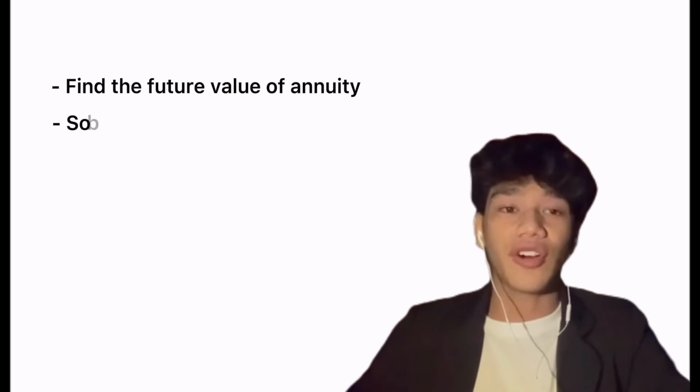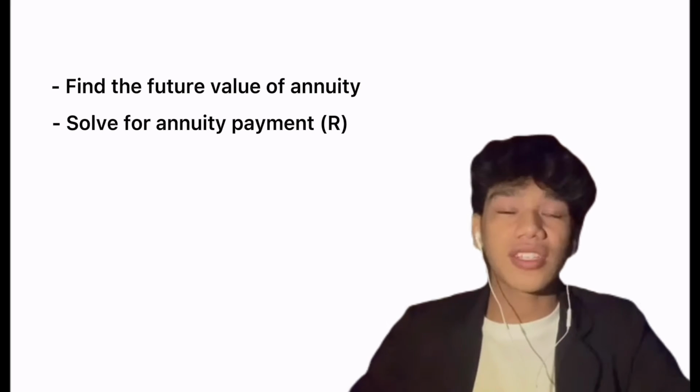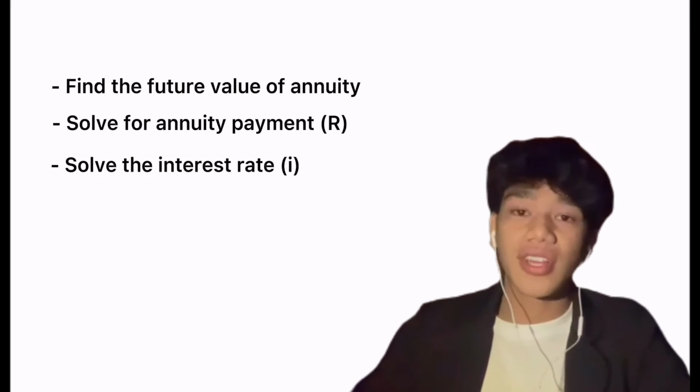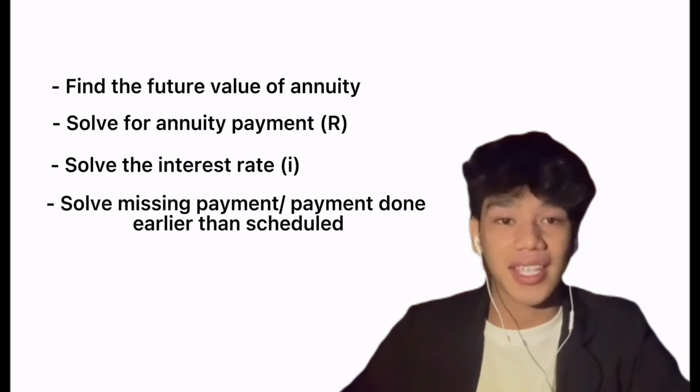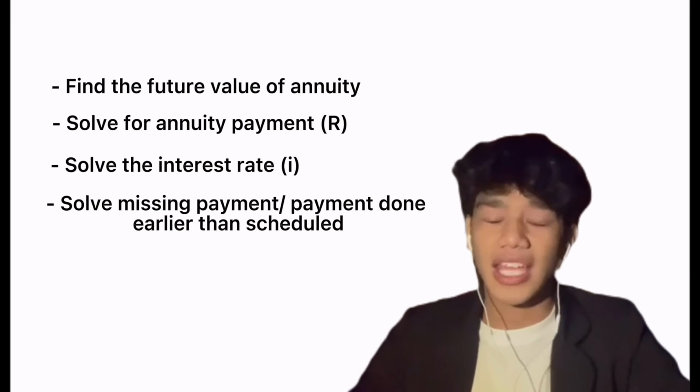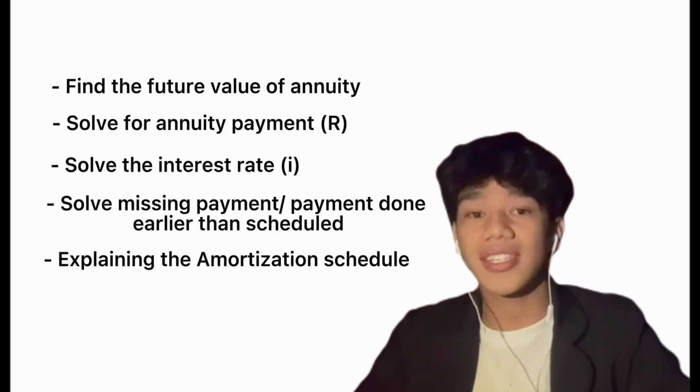And next is the objective of study. Objective of study about annuity: four. Find the future value of annuity. Solve for annuity payment. Solve the interest rate. Solve missing payment or payment done earlier than scheduled. And last but not least, explaining the amortization schedule.